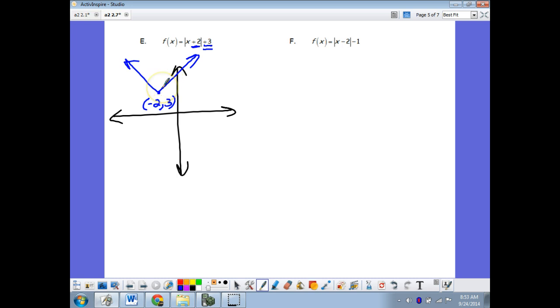There are no x-intercepts to worry about. We have the vertex labeled. We just need to find that y-intercept. And to find that, once again, x-coordinate at the y-intercept is 0. So then we're going to plug 0 in for x. So we have 0 plus 2 is 2. Absolute value of that is 2. And then when we add 3, we get 5. So the y-coordinate is 5.